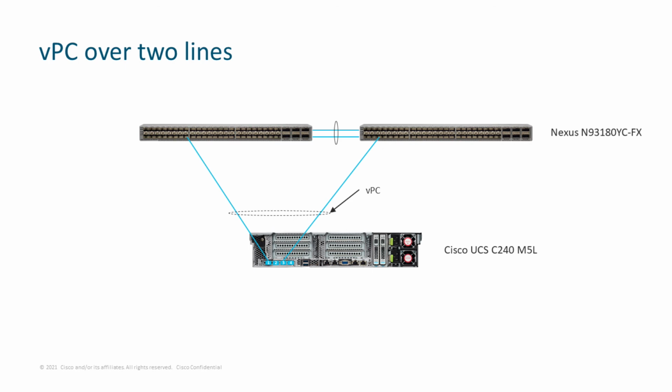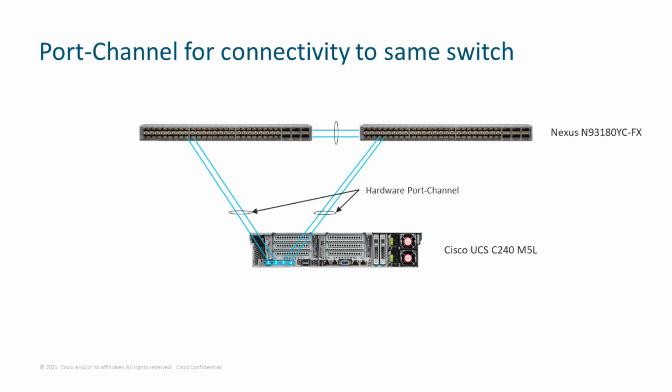Now, if you add more lines, the beauty of the VIC is that hardware port channel is enabled by default. That means that port 1 and port 2 of the VIC already have a port channel, and port 3 and 4 as well. With that configured already, you do not have to do anything on the OS side, on the Cisco Intersight side, or even on the MinIO side. So you already benefit from the additional bandwidth here.